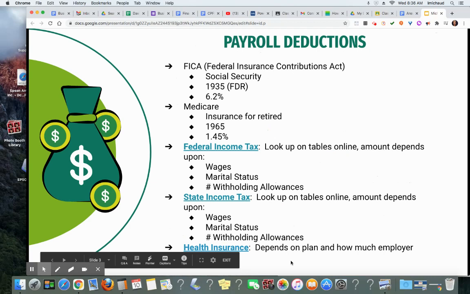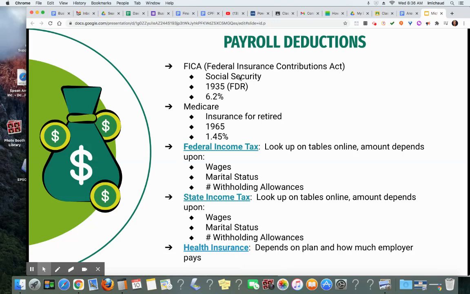Background information on payroll deductions. Here are some examples. FICA, which stands for Federal Insurance Contributions Act. It's another name for Social Security. It was enacted in 1935 under FDR, and the percent withdrawn is 6.2%. Medicare is insurance for those that are retired. It was enacted in 1965, and 1.45% is withdrawn for Medicare.